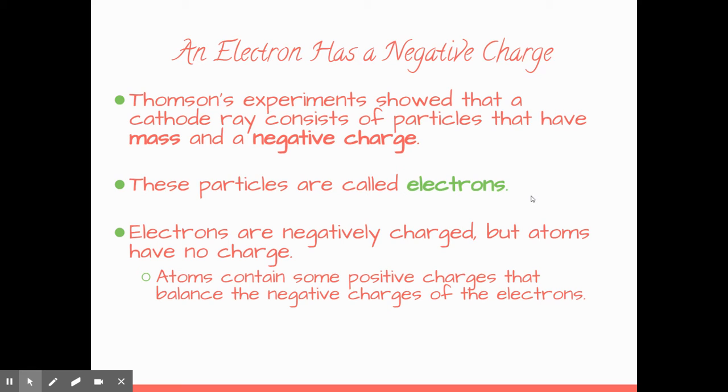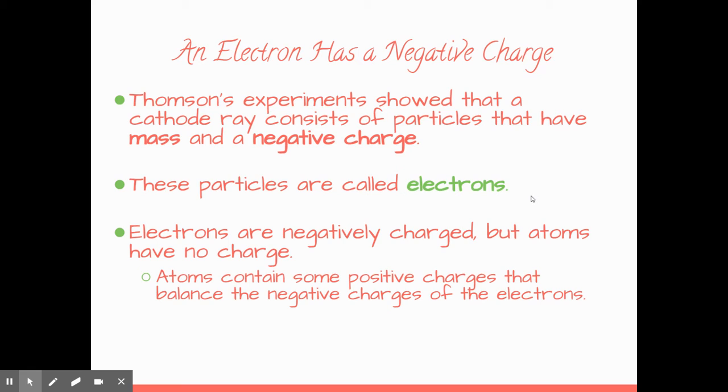I'm not sure that Thomson called them electrons. I believe he called them corpuscles. But the electrons have a negative charge. He also determined that these come from atoms and that electrons are identical, irrespective of the atoms that they come from. So if he filled his cathode ray tube with different gases, the electrons would be exactly the same.